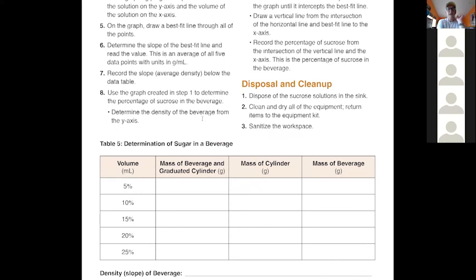Determination of sugar in a beverage. Oh, yeah, there's a typo here. Thanks for pointing that out. So notice what's the problem here? Just have a look at that. Something doesn't make sense.